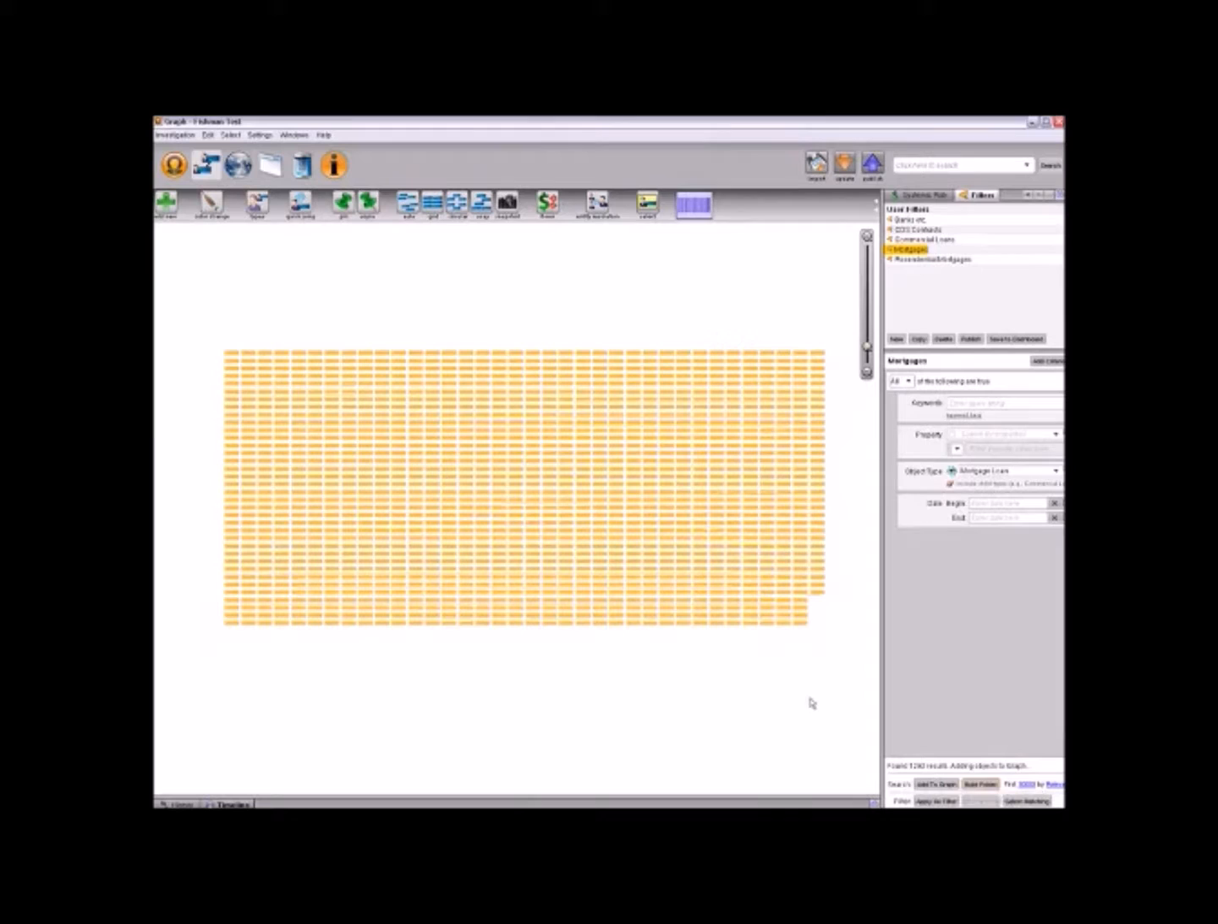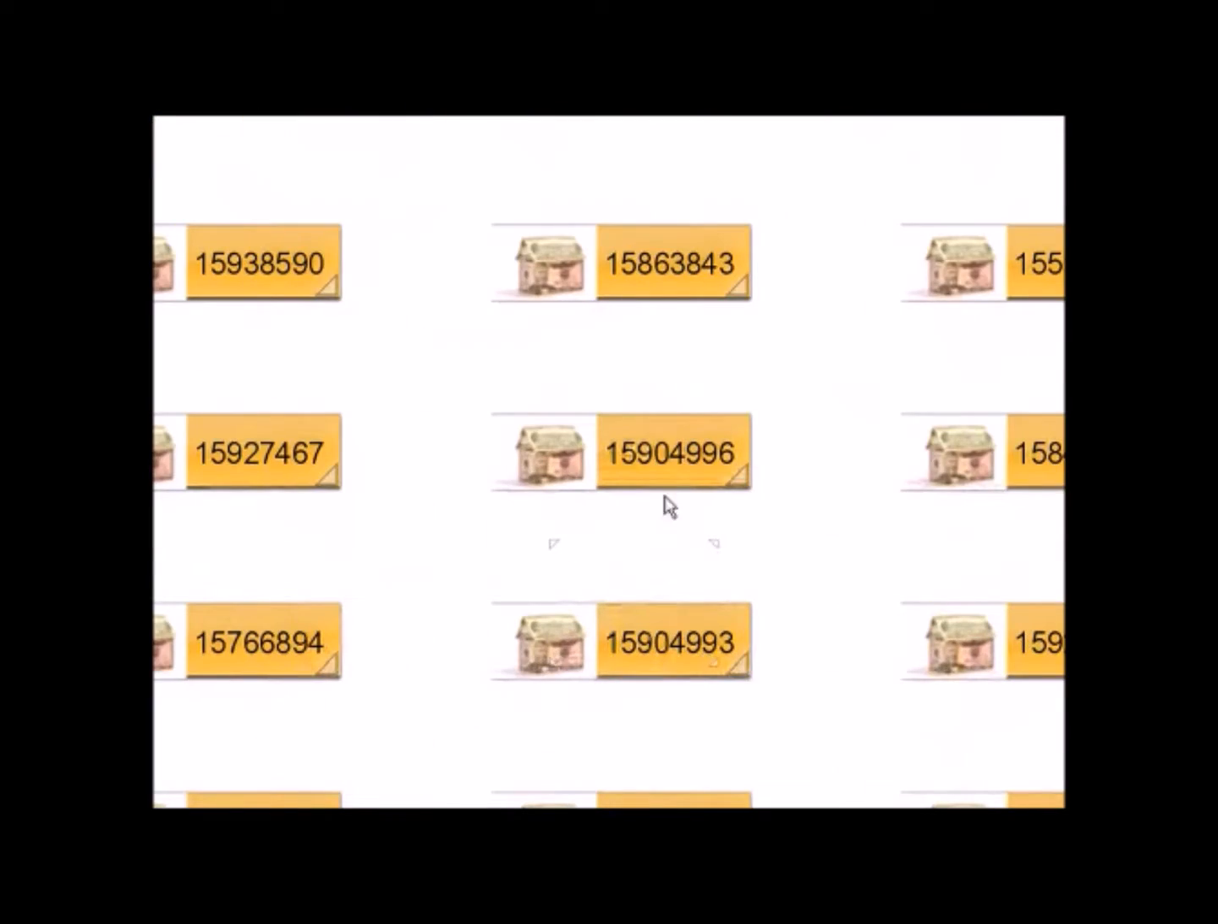The data in this demonstration is a mix of real-life data obtained from commercial data providers and notional data we created for demo purposes. Each object on the graph represents a particular loan. Let's look at this one.